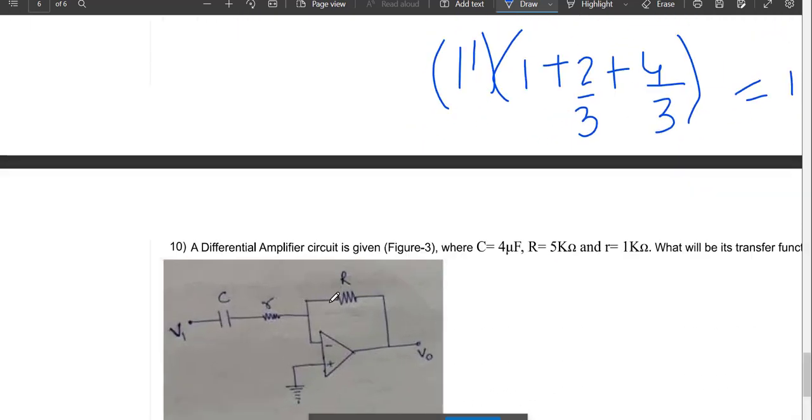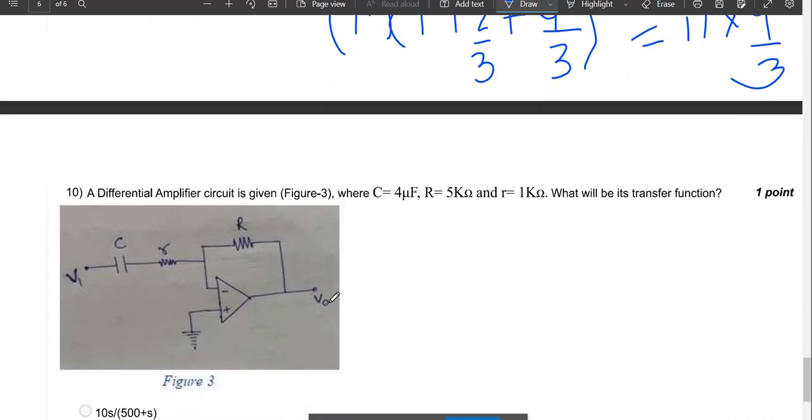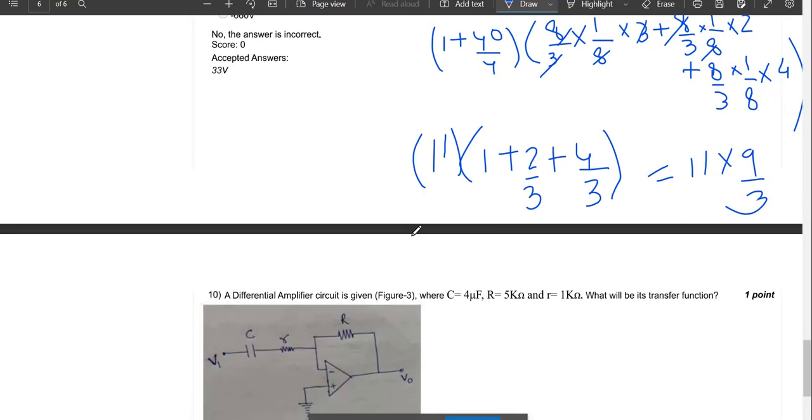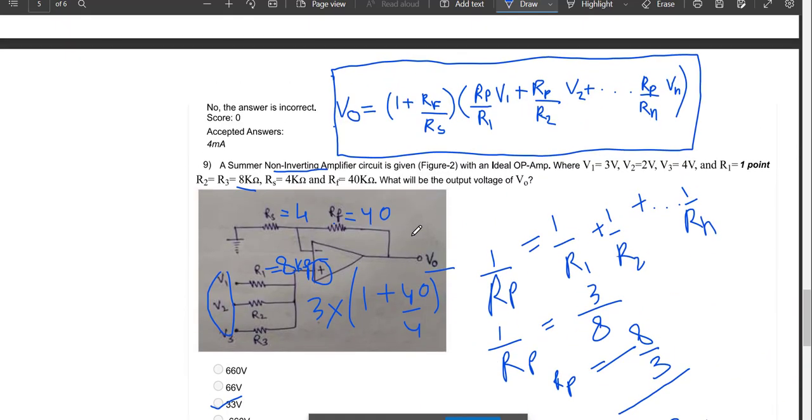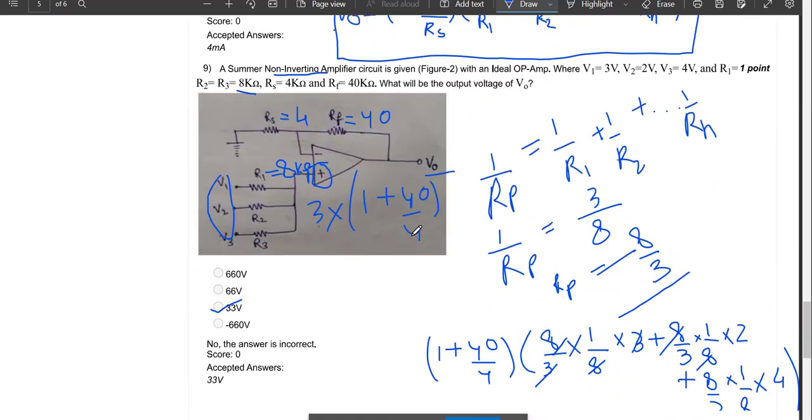Now let's solve a differential one. So everyone got it, right? Do you have any doubt here? No, ma'am. Let's go ahead.